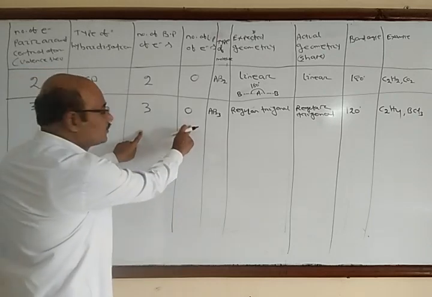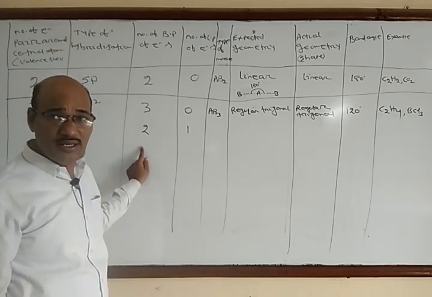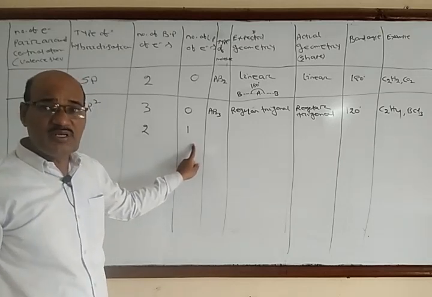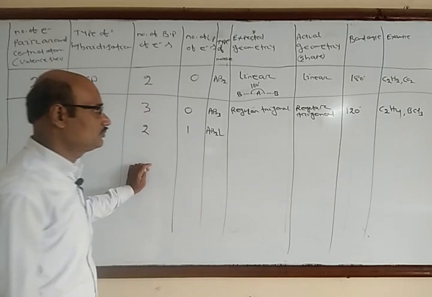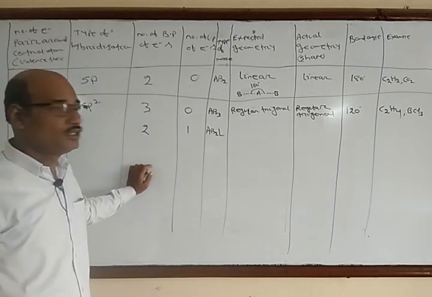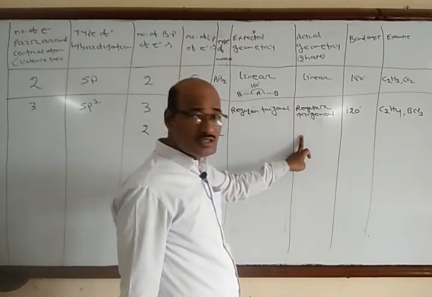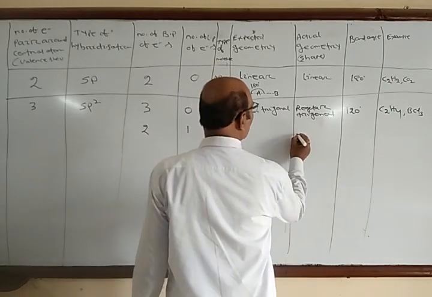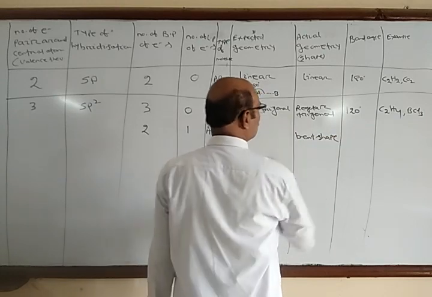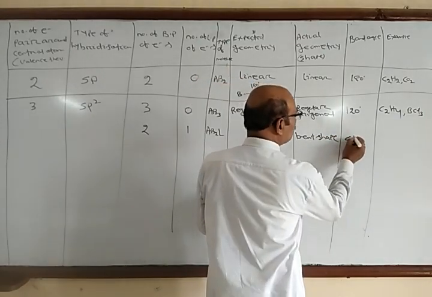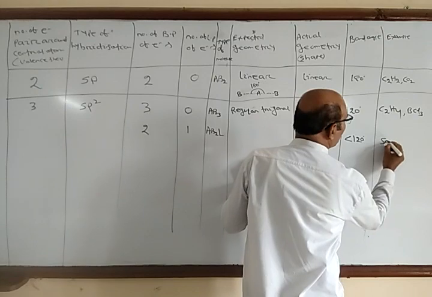This can be 2, this can be 1 also. 2 bond pairs and 1 lone pair. So this will be an AB2L type molecule. Here the expected geometry is the same thing, but the actual geometry will be the bent shape, with a bond angle less than 120 degrees. Like here you can say the SO2 molecule.